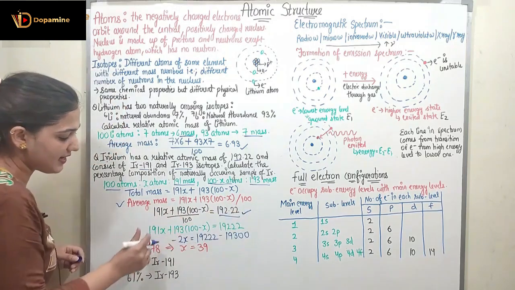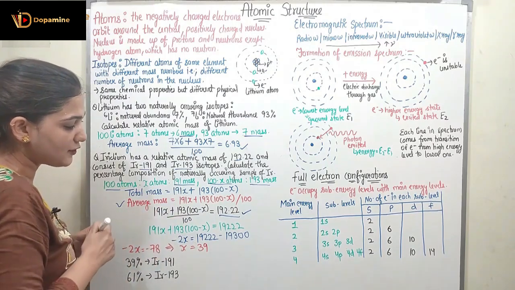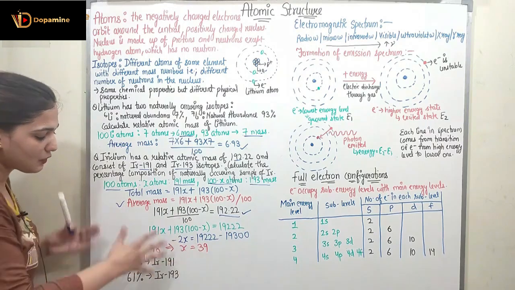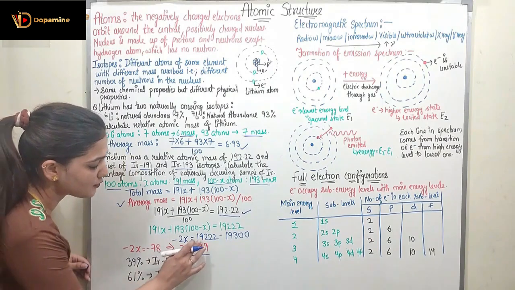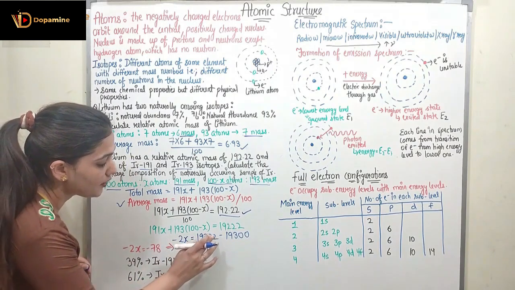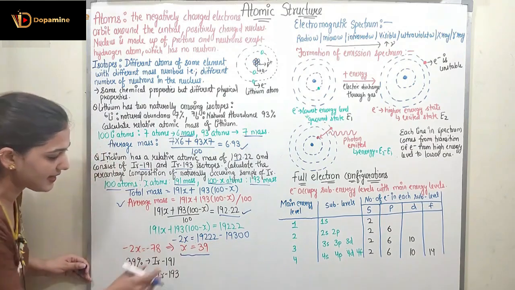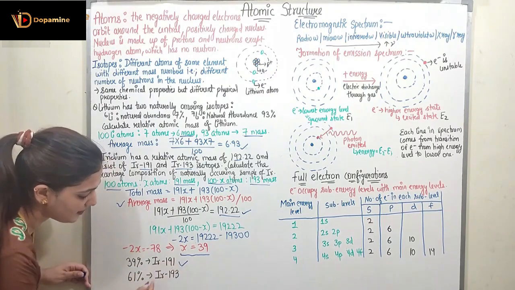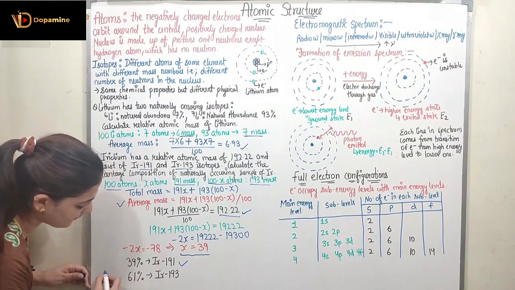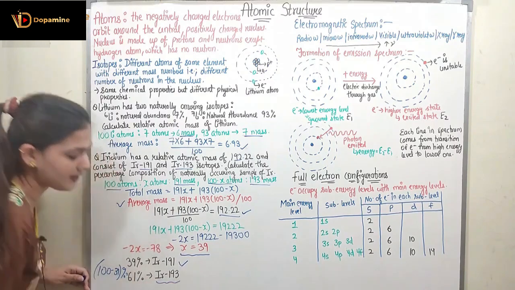We can take 100 this side and we will be having 191X plus 193 into (100 minus X) equal to 19222. Okay, so similarly I can solve this equation and I will be getting minus 2X will be equal to 19222 minus 19300, so minus 2X will be equal to minus 78, X is equal to 39. So 39% of iridium will be having 191 mass and 100 minus 39, that is 61%, will be having the mass 193, right?